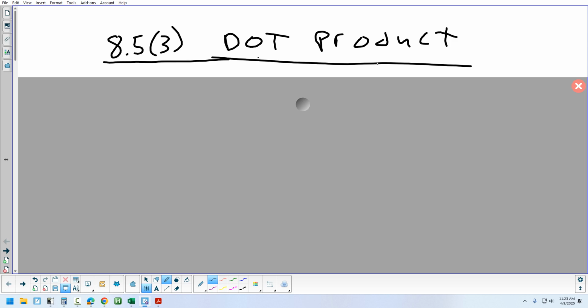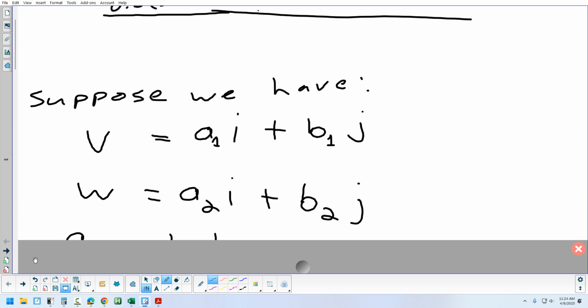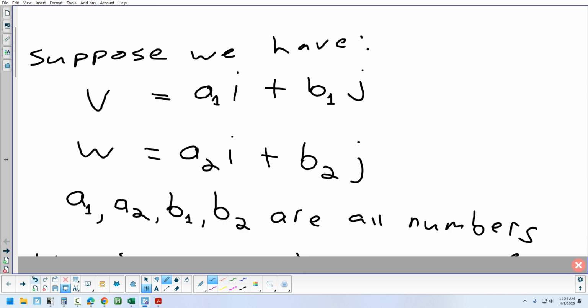But we're looking at what's called a dot product. When you are doing 2D vectors, this is the only way you can multiply two vectors together. Cross product does not exist in 2D. You have to have 3D to do it. Okay. So let's suppose that we had those two vectors. Each vector has its own horizontal components, A1 and A2, and each vector has its own vertical components, B1 and B2. When we do an actual problem, all four of those are going to be numbers. A1, B1, A2, B2.